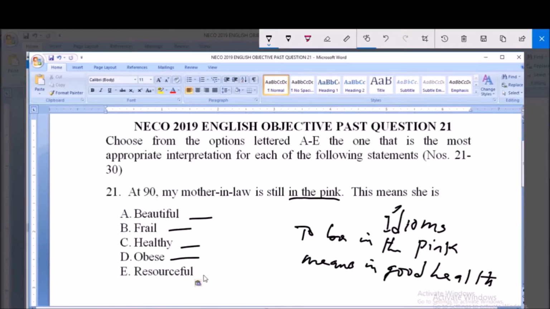So by this interpretation of this idiomatic expression, which simply means to be in good health, option C is correct. So it means that at 90 my mother-in-law is still in good health. So option C is correct.